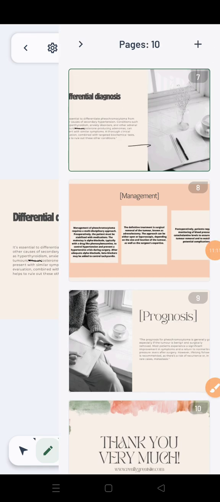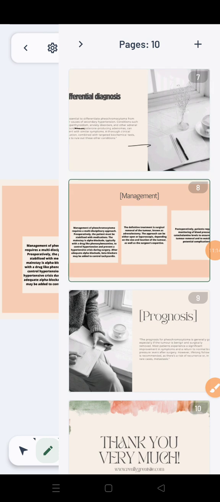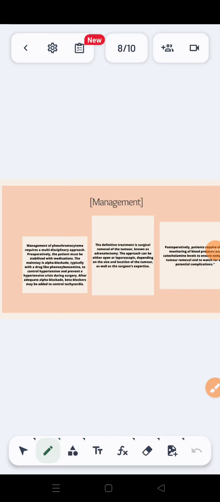Okay, let's move on to another important slide which is regarding the management. So, what is the management of pheochromocytoma? Management of pheochromocytoma requires a multidisciplinary approach. Preoperatively, the patient must be stabilized with medications. The mainstay is alpha blockers, typically a drug like phenoxybenzamine, to control hypertension and prevent a hypertensive crisis during surgery. After adequate alpha blockade, beta blockers may be used to control tachycardia.